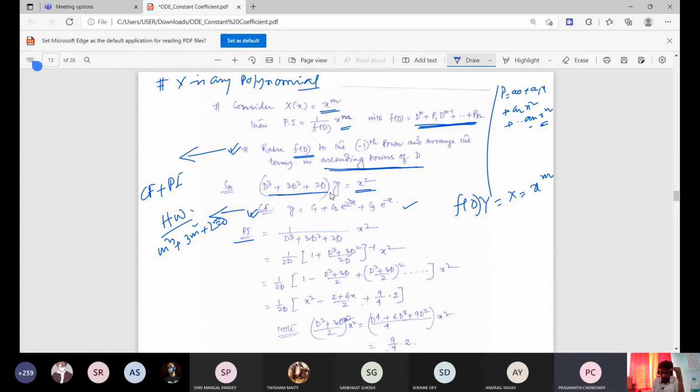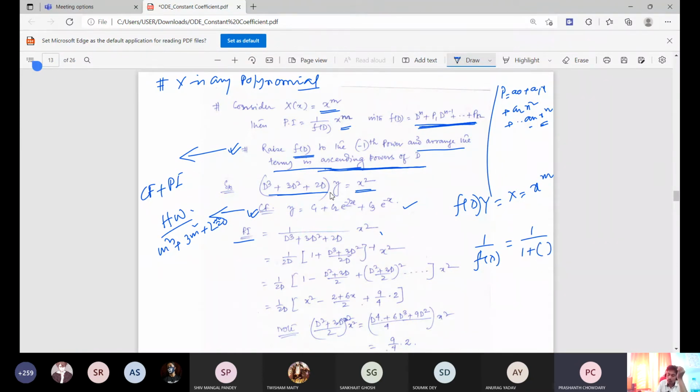That is, here it is 1 by d cube. I mean, here FD is this, so 1 by FD will be 1 by d cube plus 3d square plus 2d, that you have to operate on x square. As I have mentioned, you have to raise FD to the minus 1th power, I mean negative power, and arrange the terms in ascending power of d. So actually the idea is, 1 by fd you have to write in this form, like 1 plus some function of d, and then only you can expand.